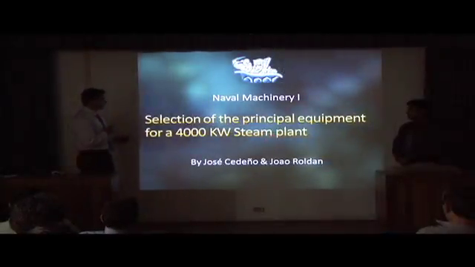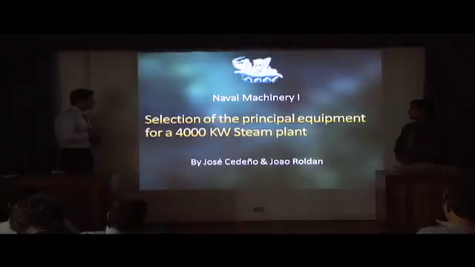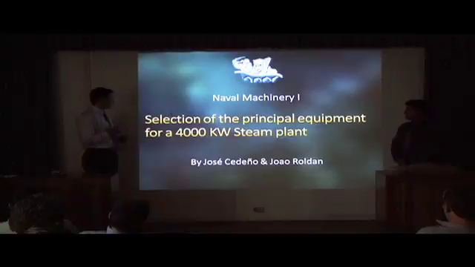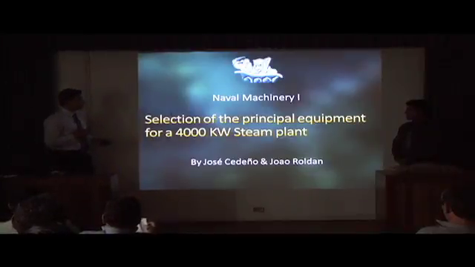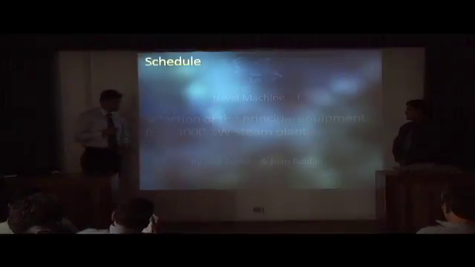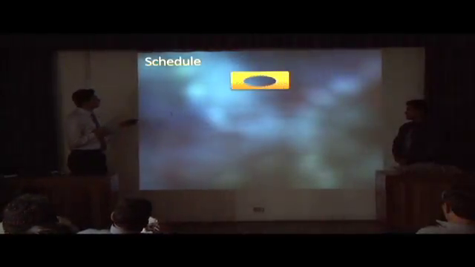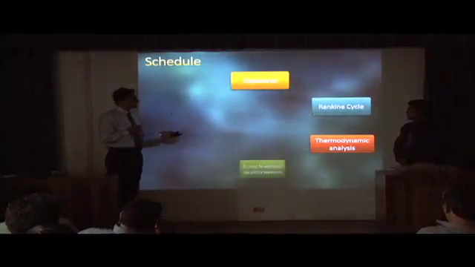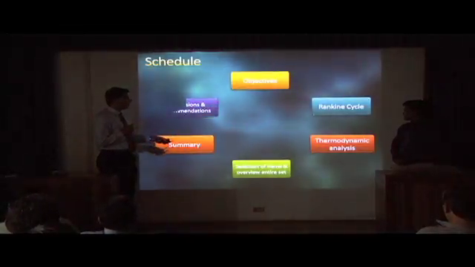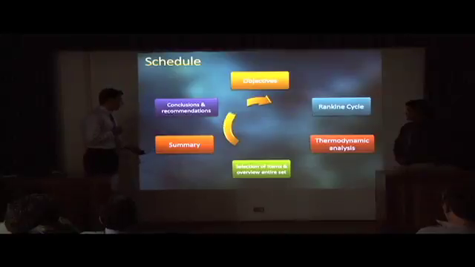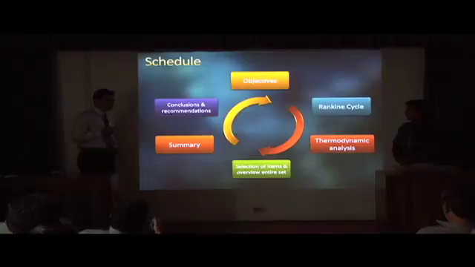Like this. I like the title of the presentation: a selection of the principal equipment for a 4,000 kilowatts steam plant. In the schedule, we have objectives, Rankine Cycle, Thermodynamical Analysis, selection of items, overview, entire set, summary, and conclusions and recommendations.